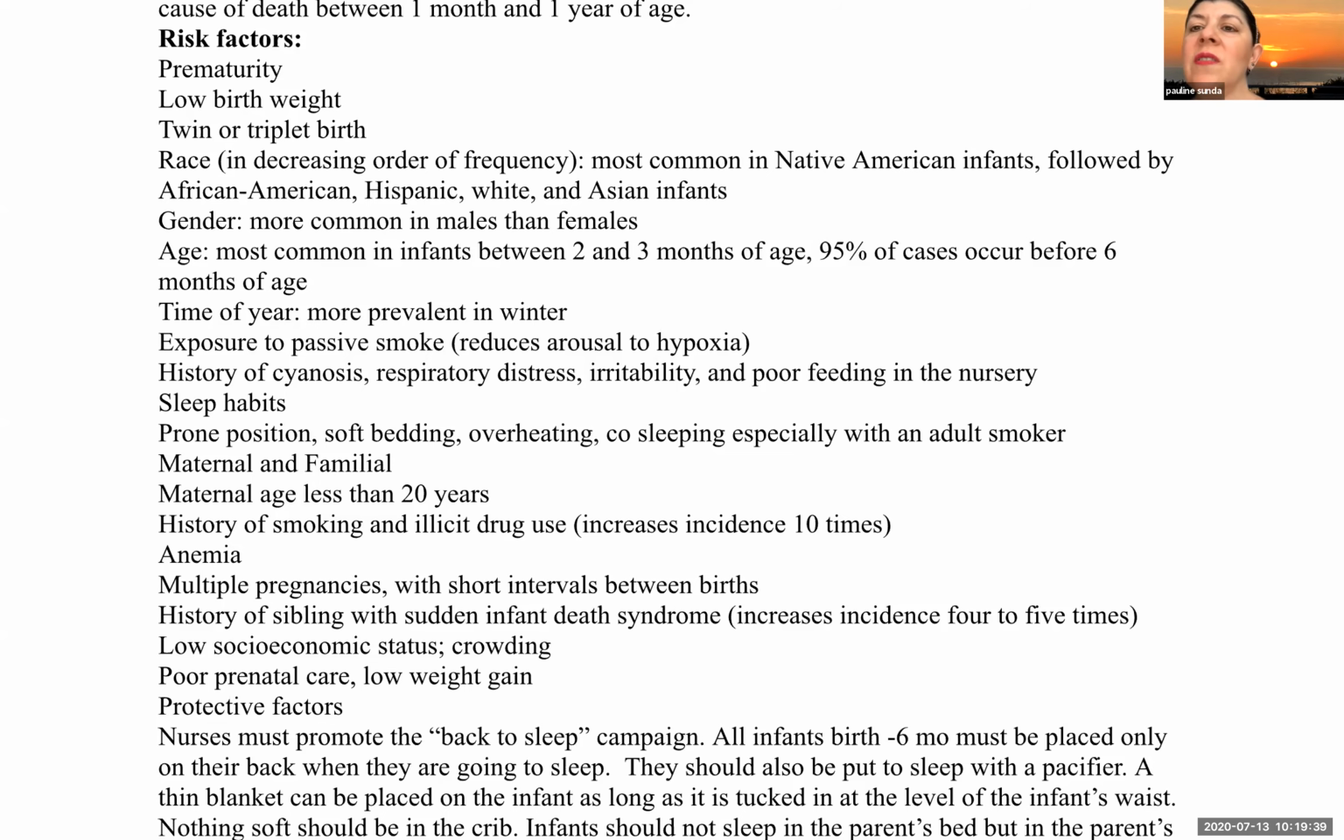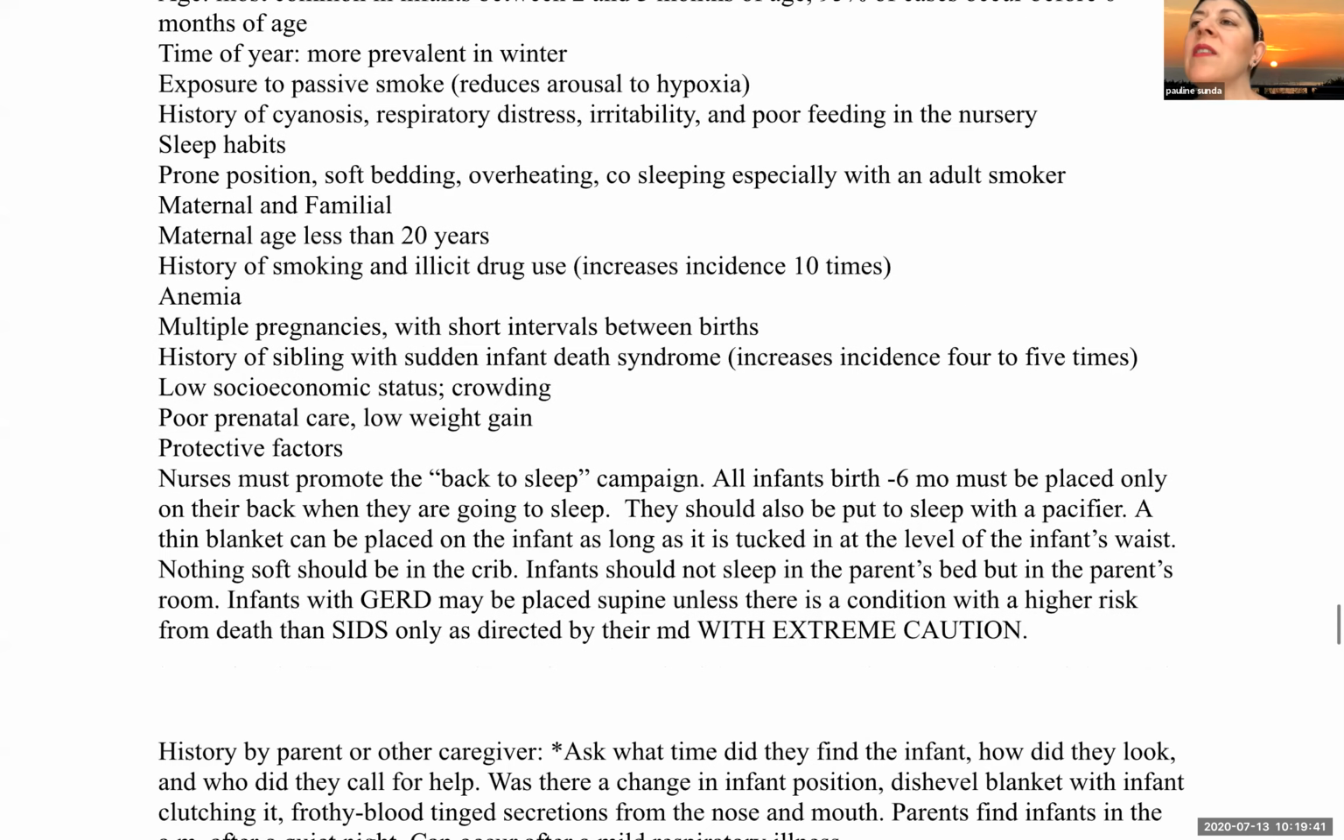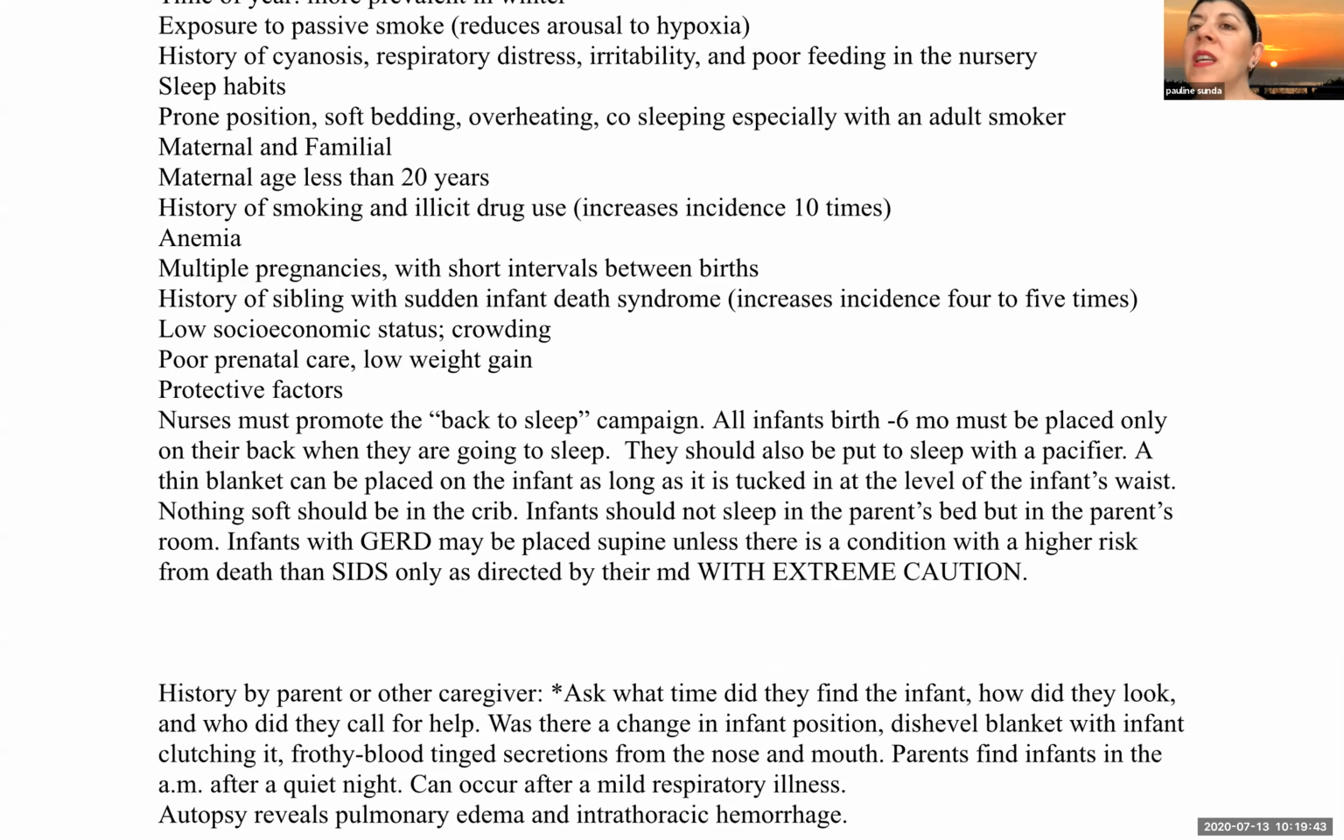Do they have a history of cyanosis, respiratory distress, irritability, and poor feeding in the nursery? Prone position, soft bedding and overheating, co-sleeping, especially with an adult smoker. So we always say children should not be in the bed with the parent, but they should sleep in their own crib in the parent's room on their back.